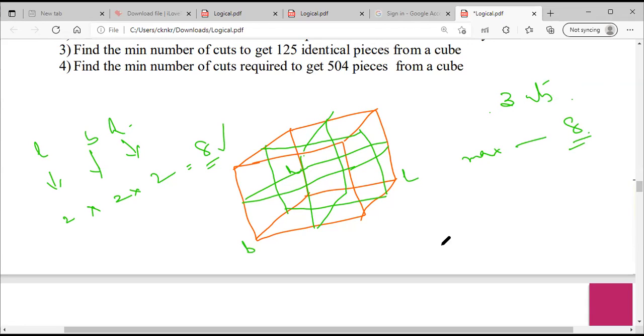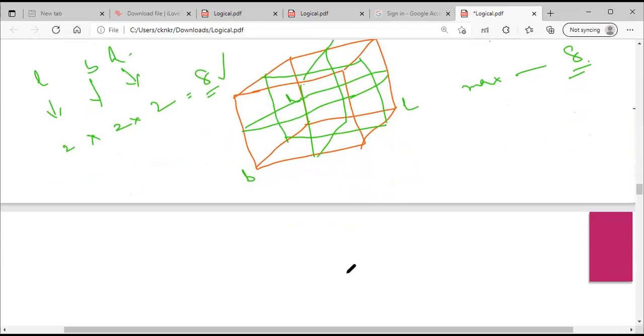If you define length, breadth and height for a cube, and if you take all 3 cuts along the same length, then you will be getting 4 pieces.